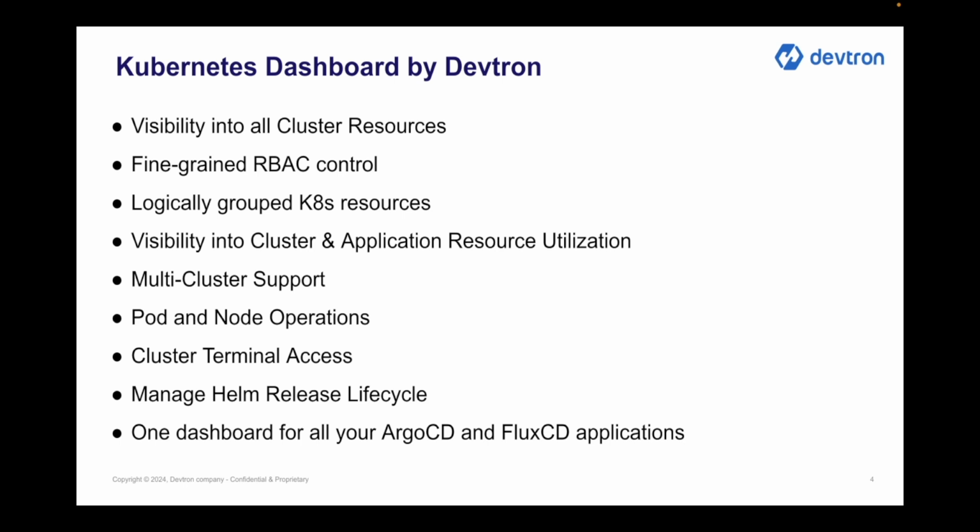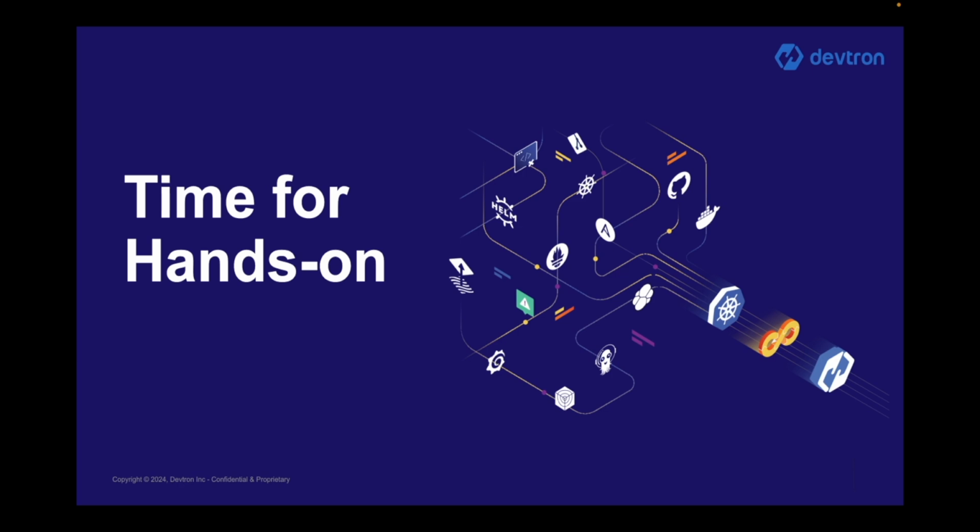Devtron is also giving you visibility into resource utilization by the cluster and applications. You get multi-cluster support, and that's not limited to just visibility. You can also create deployments on multiple clusters. You can manage your nodes and pods directly from the dashboard itself, so you don't need to context switch. You have cluster terminal access, and you can also manage the Helm release lifecycle. It's also just one single dashboard for all your applications, whether they are deployed via Helm, via Argo CD, or via Flux CD.